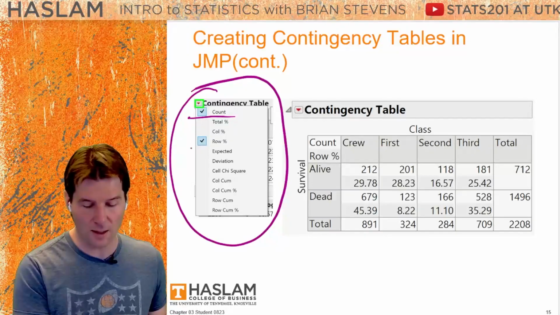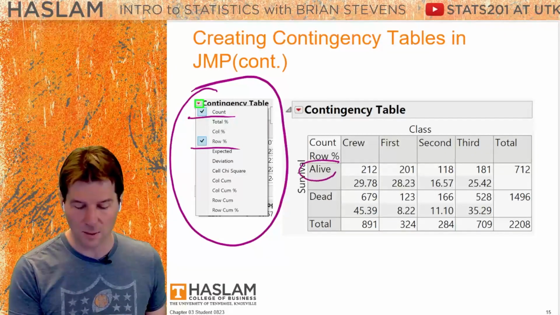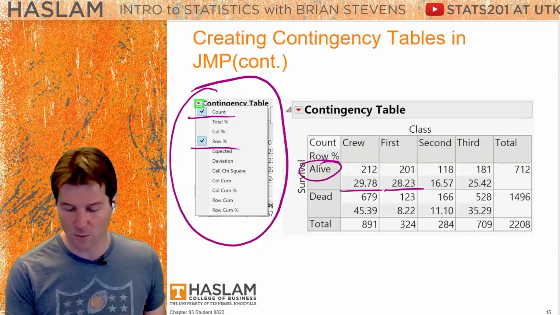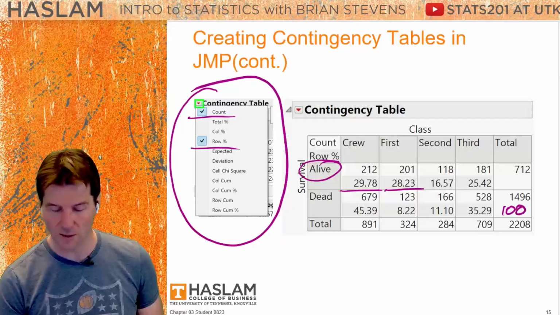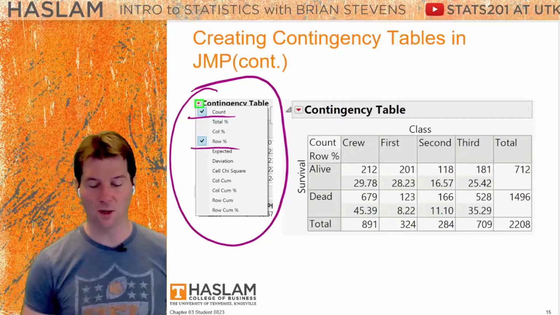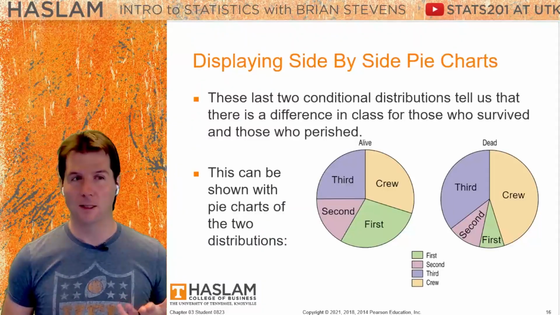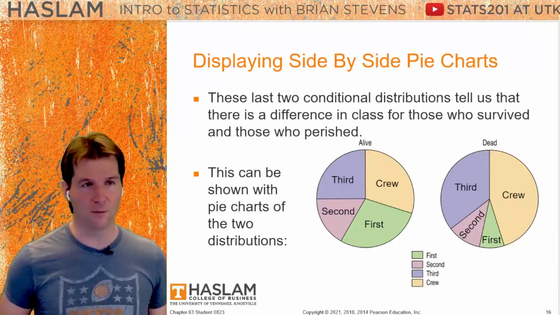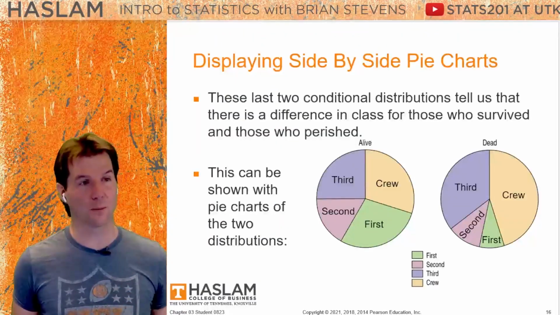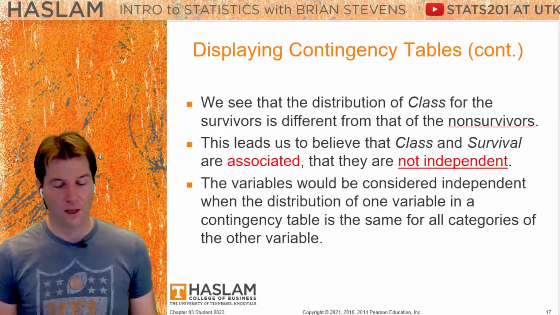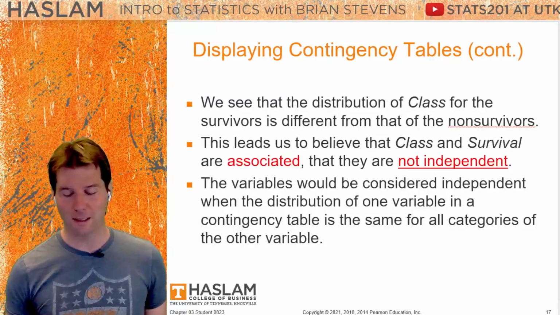Usually we display the counts and row percentages. The row percentages are going to be, given somebody is alive, the percent that were in crew, and all these numbers across will add up to 100% if you were to go across here. You can also do column percentages or other things, and we will use this later on for the chi-squared test of independence. Side-by-side pie charts, I'm not the biggest fan of. Once again, this is the same data, just different ways of displaying it, and it's just pie charts side by side. We can use this once again to figure out if something is associated or not independent.